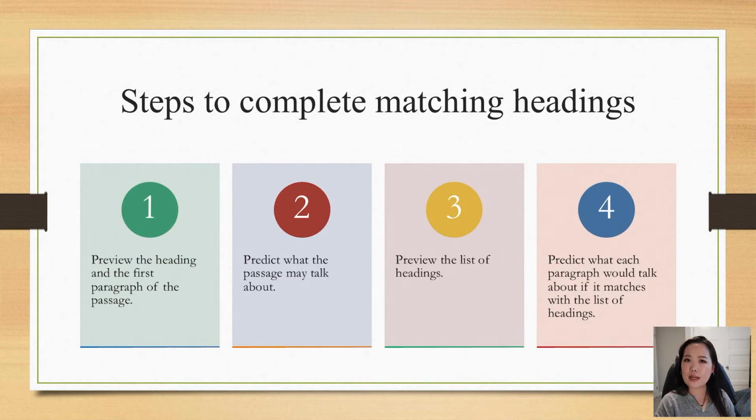When you're reading a list of headings, there are a few tricks to help you predict. So let me do a quick summary here. The first thing we need to do is to look at the headings of the passage, possibly the first paragraph, to predict what this passage is talking about. And then we need to look at the list of headings to also use predicting skill to predict what each paragraph will be talking about. Okay, let me use an example to help you understand what these steps actually mean.